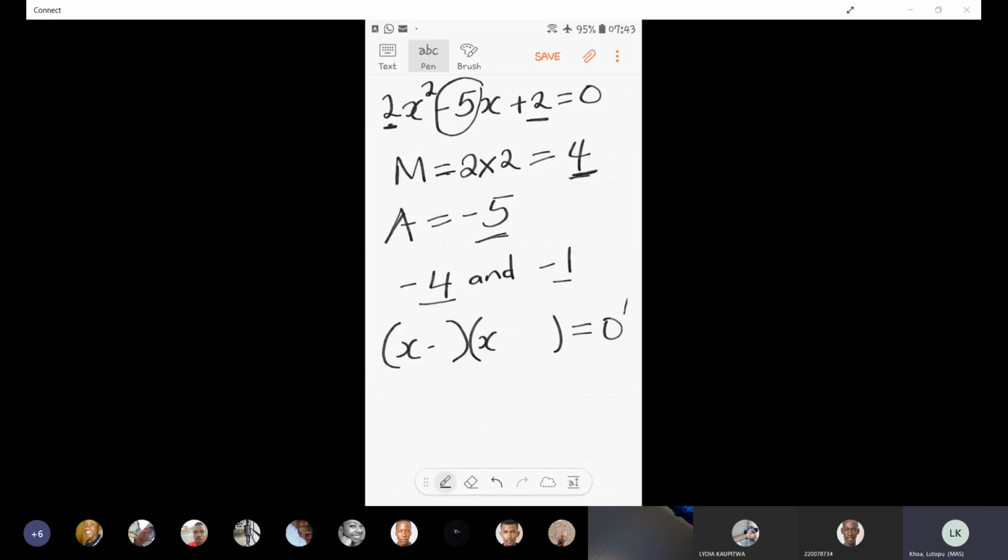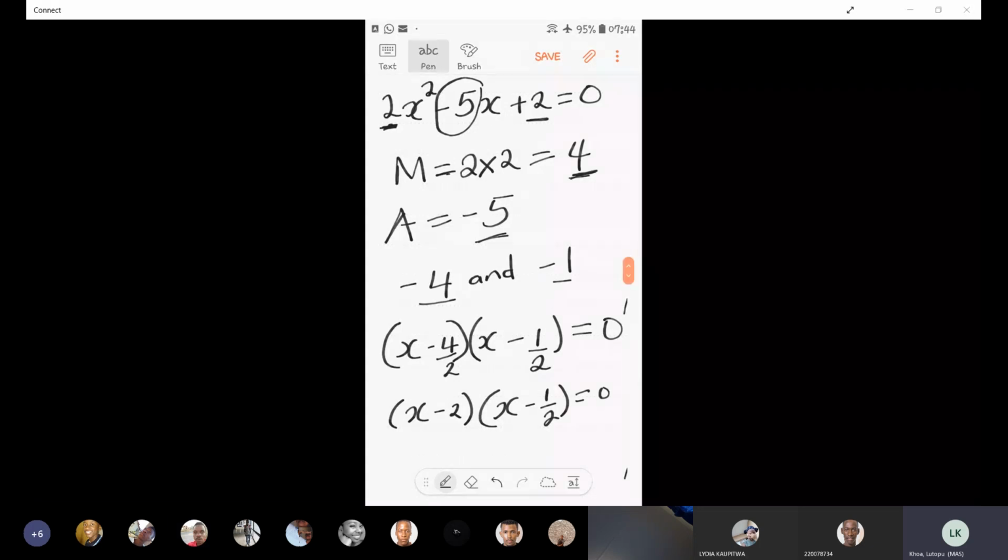So you put minus 4 and then minus 1, and then the coefficient of x squared, you divide each of them by that term, like that. Okay, then you simplify. This is x minus 2. And then this one is just x minus half. This is equal to 0.